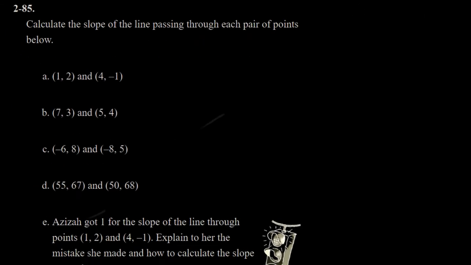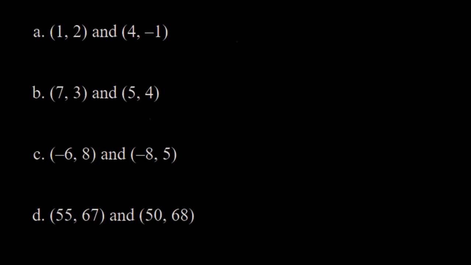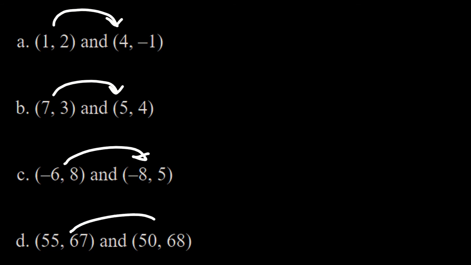So it says calculate the slope of the line passing through each pair of points below. All right, I got it. So for each one of these, I'm just going to say that I'm going from this first one to the second, the first one to here. I'm going to go from here to here, and then from here to here. And every single time I need to figure out my delta y and my delta x.